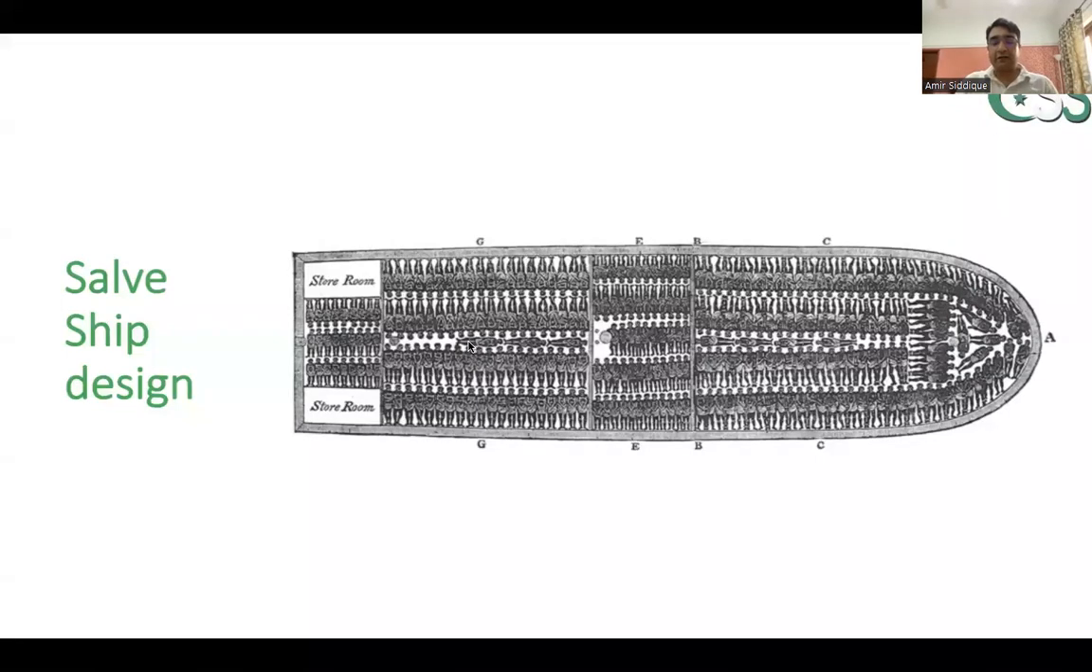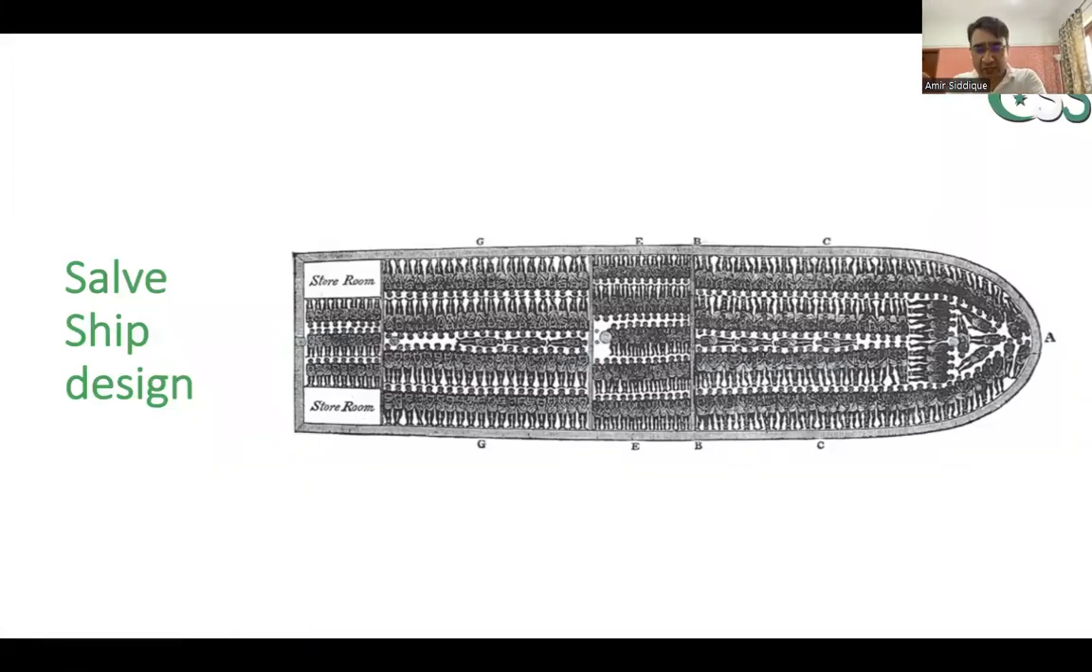You have slaves crowded onto this ship. They would try to fit in as many slaves as possible. Historians say that the slaves were fastened. Their hands were tied, legs were tied, and they were put on the ships in the lying position. There wasn't enough space for them to sit or even stand in most of the cases. This is a sketch of a slave ship.